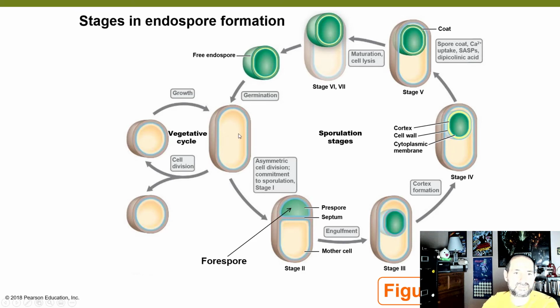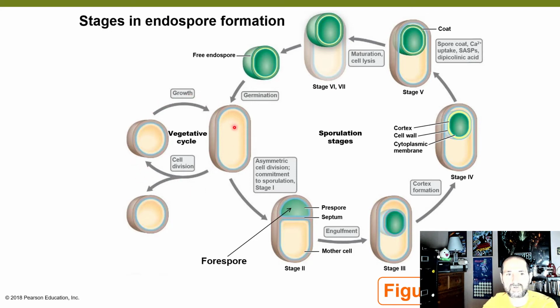And here you can see the whole process I told you about. You have the vegetative cell. During stage 1, you have asymmetric cell division, and you commit to sporulation. Okay, so the cell has sensed something wrong. Otherwise, if it doesn't, it just grows. The cell grows and divides. This is called the vegetative cycle. Cell grows, divides, grows, divides, grows, divides.